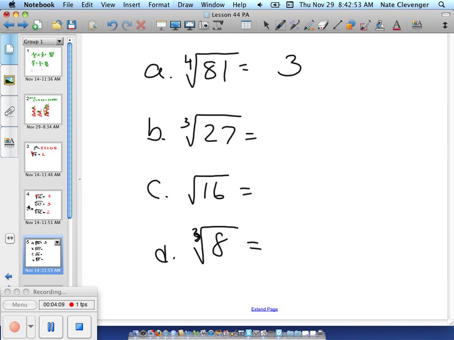3 times 3 is 9, times 3 is 27. So the cube root of 27 is 3, because 3 times itself 3 times gives you 27. The square root of 16 is 4. Those you're familiar with because of your multiplication facts.